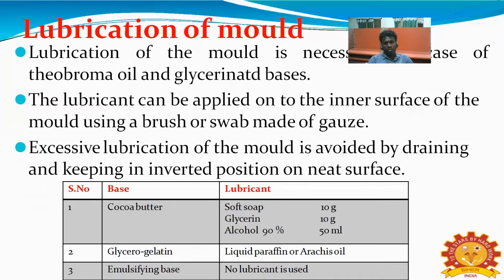After the cleaning, lubrication is applied. The lubrication of the mold is necessary for theobroma and similar bases. Lubricant can be applied on the inner surface of the mold using a brush. For cocoa butter, the lubricant is soft soap 10 grams, glycerin 10 grams.